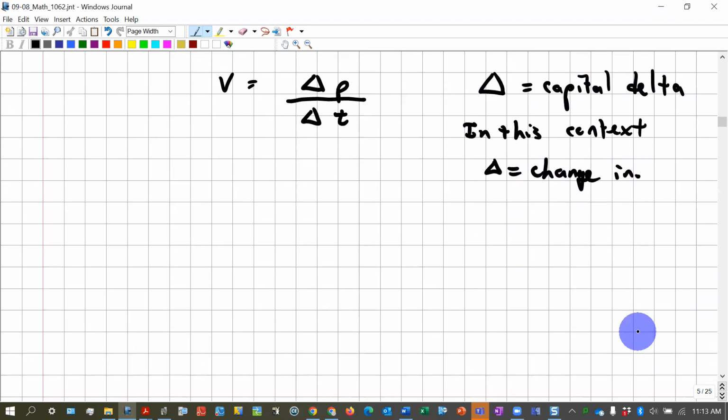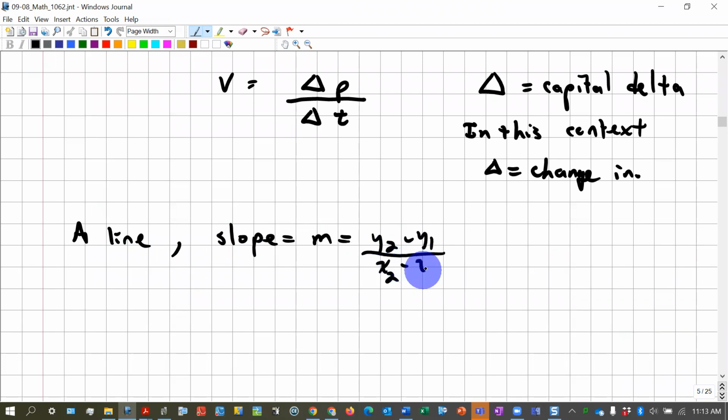So all of which is to say that if you have a line and its slope y sub 2 minus y sub 1 over x sub 2 minus x sub 1, a lot of times physics teachers will say change in y over change in x, like that. Everybody with me so far? Right? Okay.